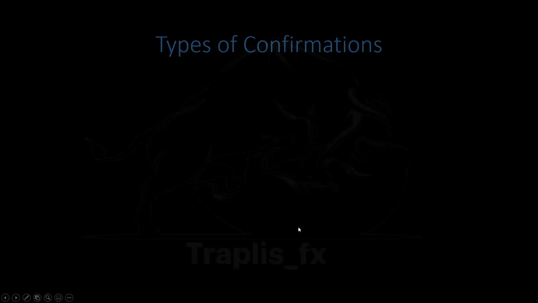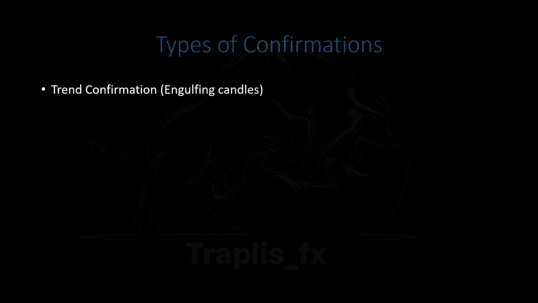Okay, so we have a couple of types of trade confirmations or entry confirmations. Let's go over them, and then we're going to take each one and go into detail with some examples. The first one is trend confirmations, which basically means that you just take trades with the trend, and then the engulfing candle is an extra confirmation you can get on this type of setup.